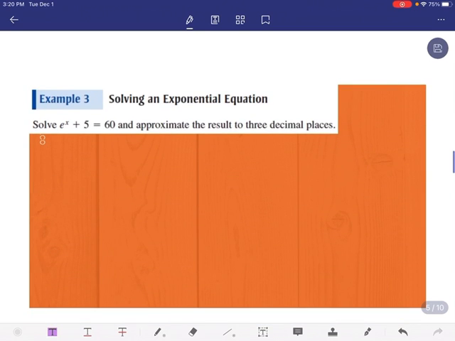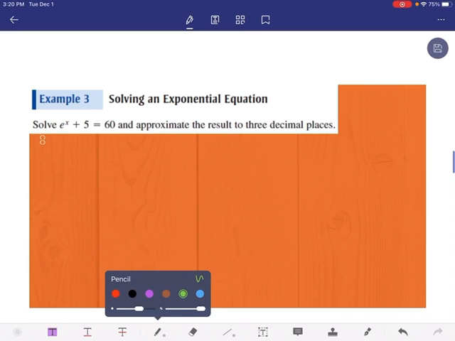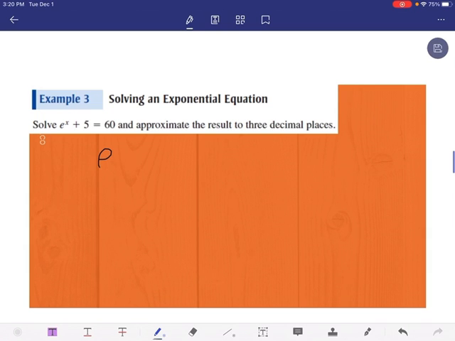So next up, we're looking at still an exponential equation, and we have e's this time. So again, remember, we want to always try and rewrite with a base first. So in this case, notice that our e to the x isn't by itself, so we need to move our 5 over, and we get e to the x equals 55. Now, because e is an irrational number, we're not going to be able to rewrite 55 as a base of e. So we're going to need to take the natural log of both sides.